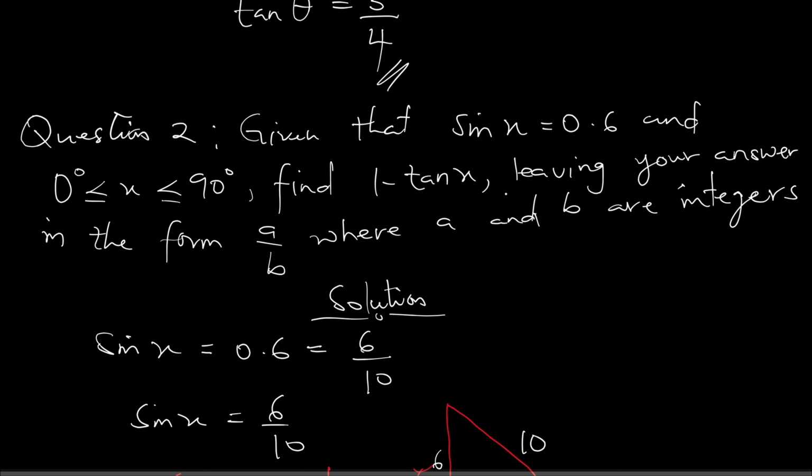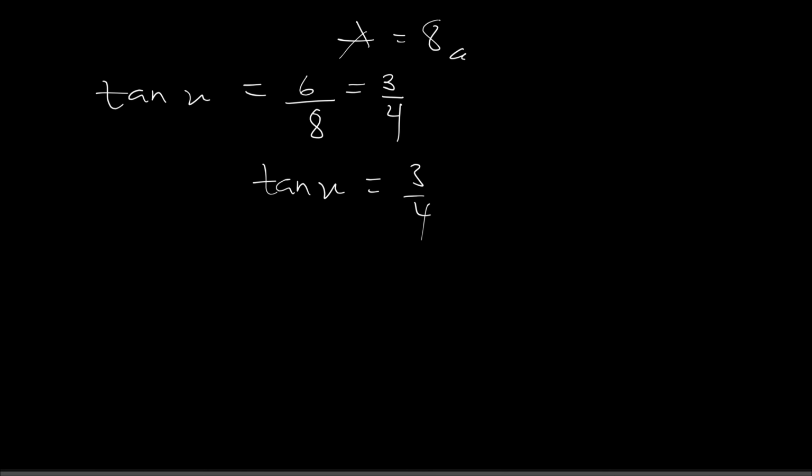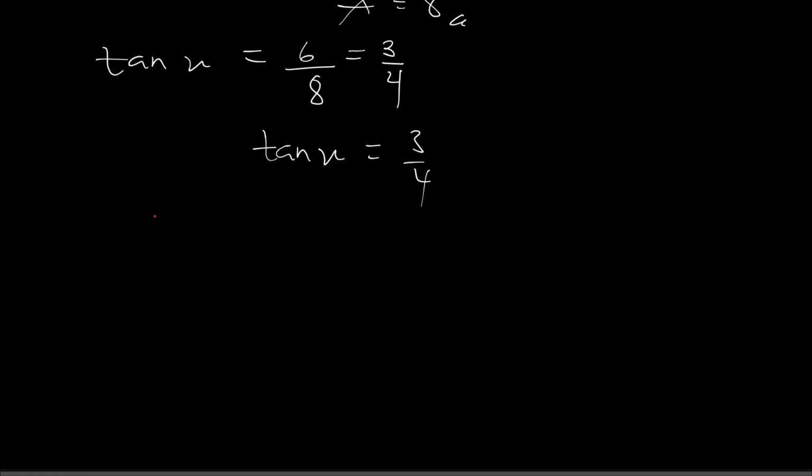But from the question, we are supposed to find 1 minus tan x. So this is 1 minus 3 over 4, and that is equal to 1 over 4. So our answer is 1 over 4.